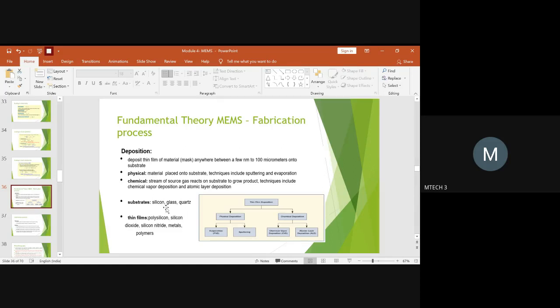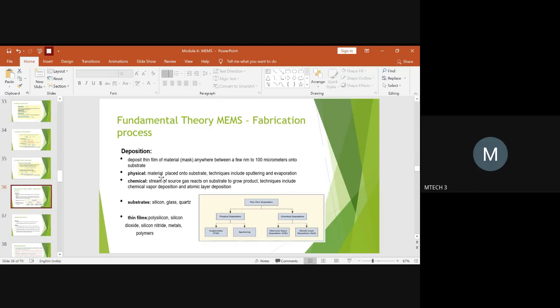So it could be either silicon, glass, or quartz, right? And for thin film deposition, to deposit the thin films on the substrate, we need some materials. Usually we go with either polysilicon, silicon dioxide, silicon nitride, or a few polymers. So the fundamental concept in MEMS is that we need to develop a thin film, and to develop the thin film we need some support, so that has to be a substrate, and these are the materials we use. Okay, and apart from that, the substrate plays a vital role related to its physical phenomena.